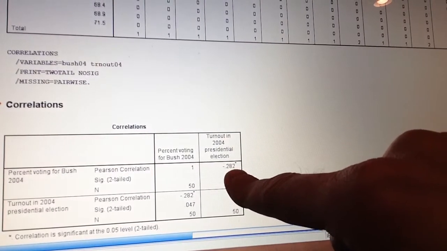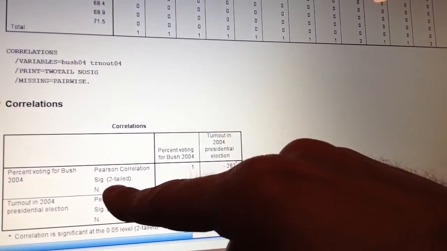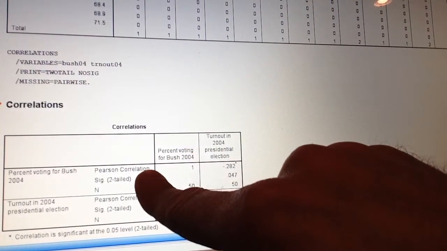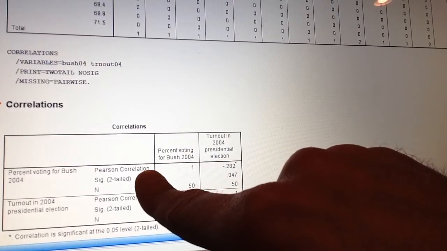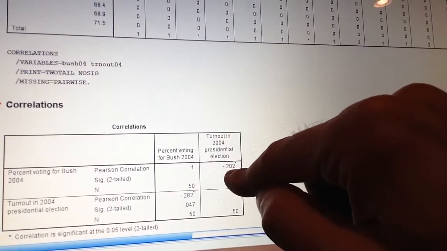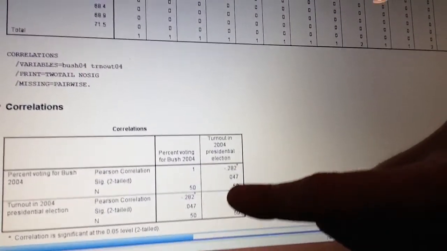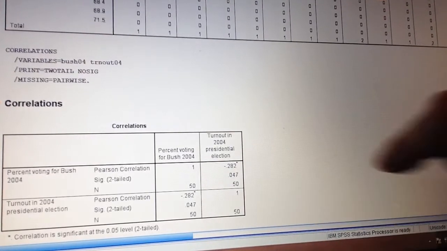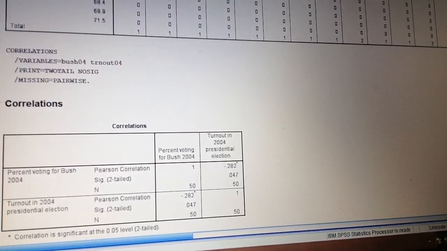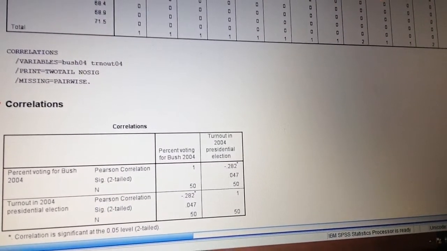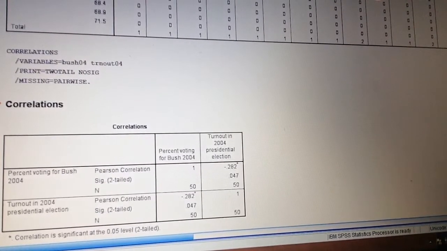Then you can move on to the correlation coefficient. Sig2 tails tells you if there's a real relationship. The Pearson correlation coefficient tells you how big the relationship is. So you have to make sure the relationship is real before you see how big it is. In this case, the Pearson correlation coefficient is negative 0.282. Remember what we said about correlation coefficients. We said that anything of absolute value 0.2 or higher was a very strong correlation in the social sciences.